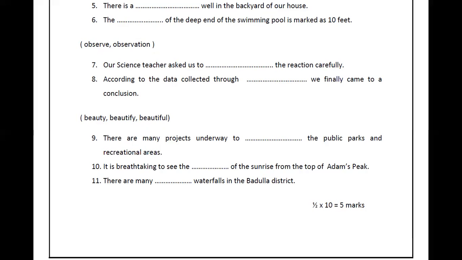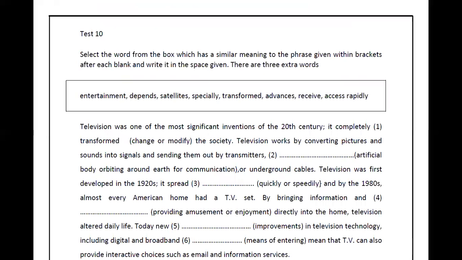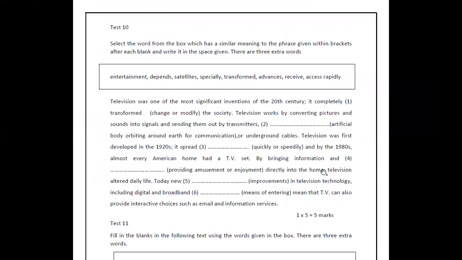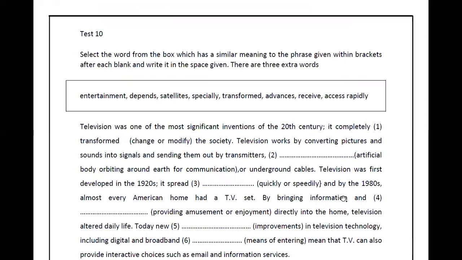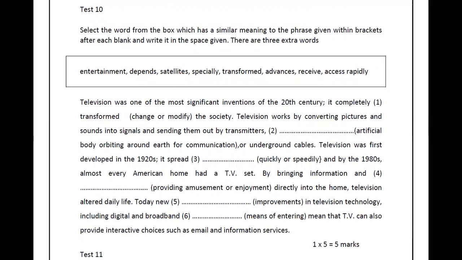So let's directly go to test number 10. It's also an easy one. It's about the synonyms, if not the similar words, right? Let's make it a bit bigger so you can see it clearly. Okay, there are like 6 blanks and one has almost been filled. Now I said when you start a test, definitely read the question very well. If not, you'll miss something very important. Here, read it. Select the word from the box which has a similar meaning to the phrase given within brackets after each blank and write it in the space given. There are 3 extra words.